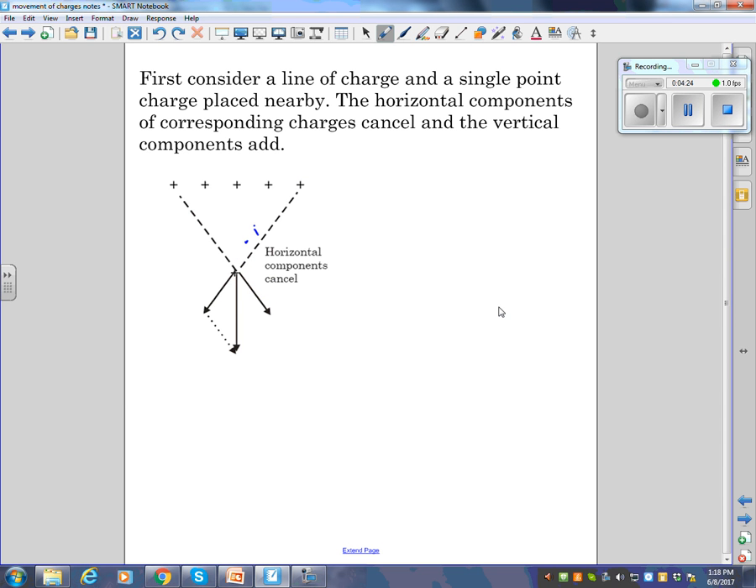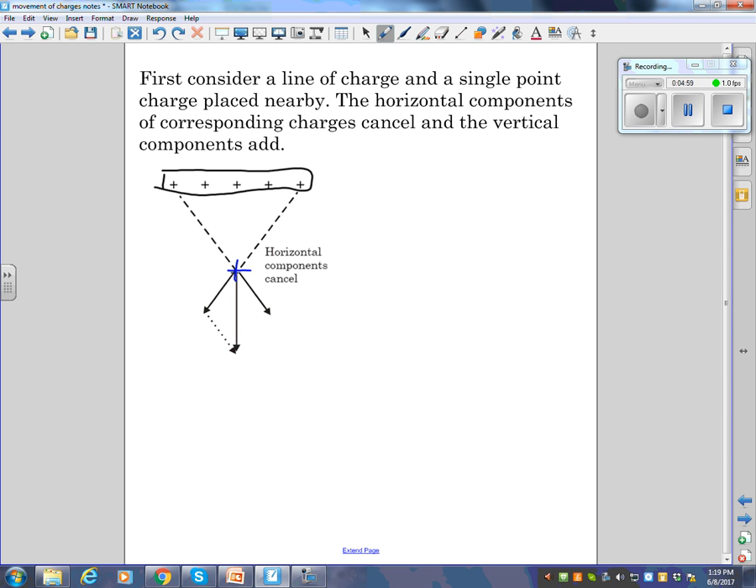Before we get into that, I need to explain a little bit about fields, which I normally have done already, but because I wanted to make sure I got you here, it's going to seem a little different. First I want you to think about a line of charge and a single point charge placed nearby. So I've got a metal plate here, kind of like in a Millikan apparatus, and you can see that it is charged with several positive charges. And we have a single point charge down here. This one's positive, it could be an oil droplet or something like that, right?